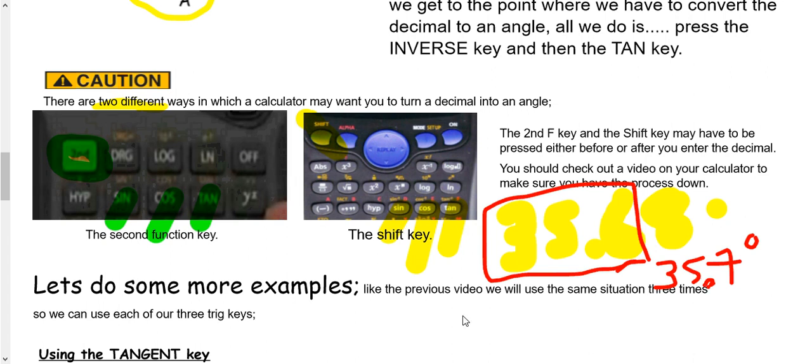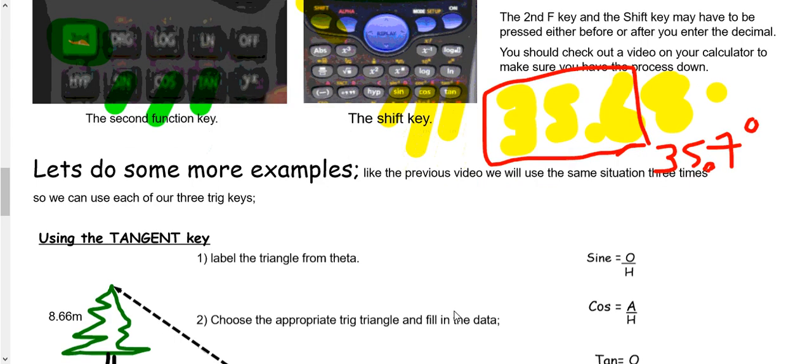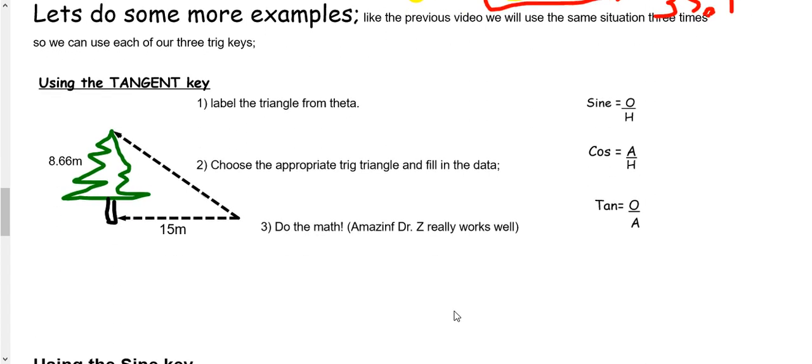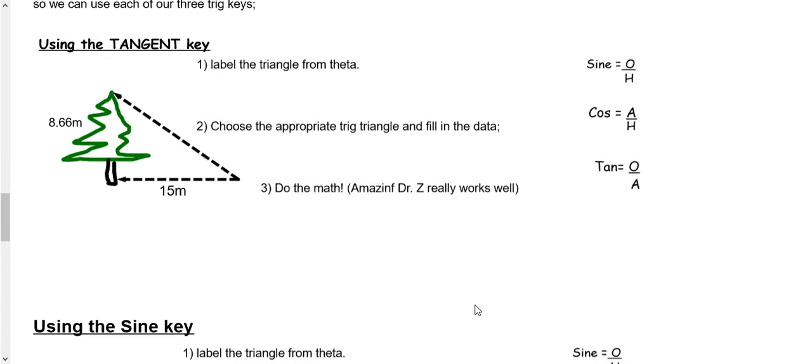All right, so let's do some examples. Like the previous video, we're going to use the same situation 3 times so we can use each of our 3 trig keys, all right? And this is going to show that each angle, each theta should turn out to be the same. Now, spoiler alert: if we do the math right, we'll get a 30-degree angle. Why will we get a 30-degree angle?